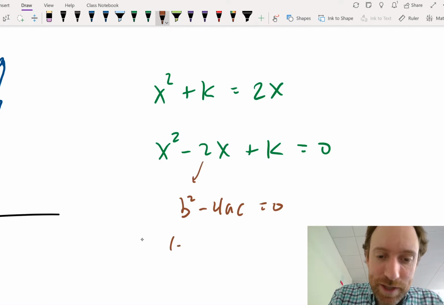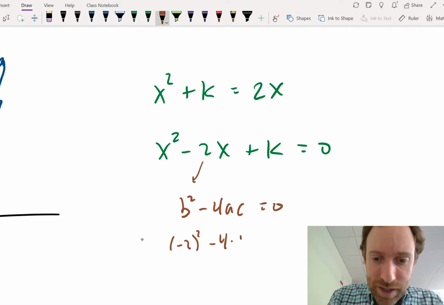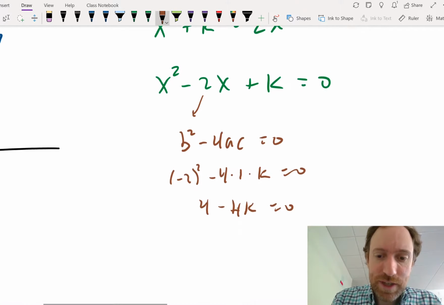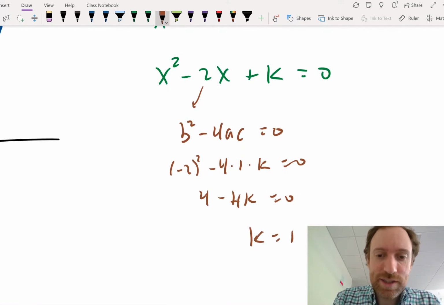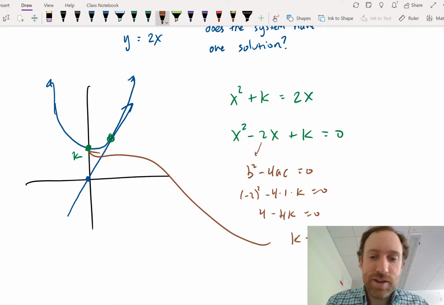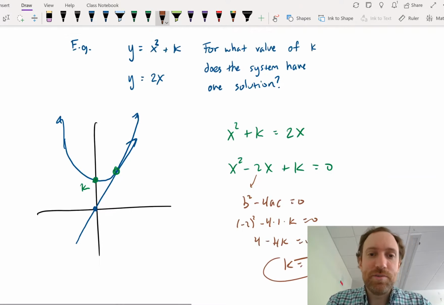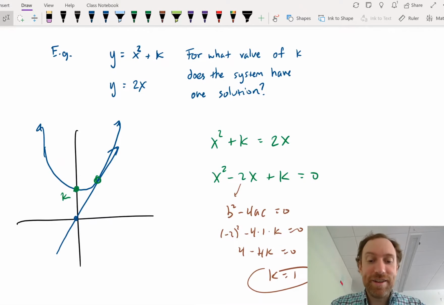So plug in the b. A is 1, c is k, and you can solve 4 minus 4k equals 0, which gives you k equals 1. So k equals 1 is the exact value that will cause the system to have one solution. Pretty cool, huh?